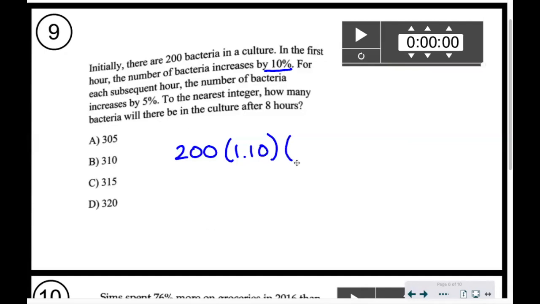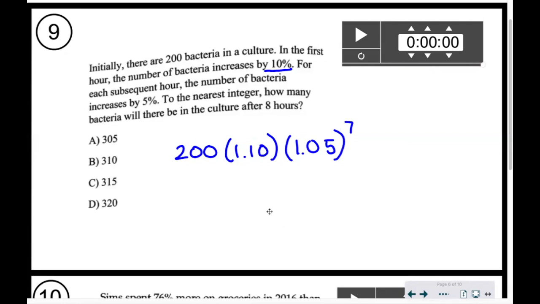Well, increasing something by 5% would be 105% of it. So that would be like 1.05. But we want it after 8 hours. So if it happened like this for the first hour, then it would happen repeatedly for 7 more hours. That just becomes an exponent because we're multiplying by 1.05 over and over and over again. So this is the setup.